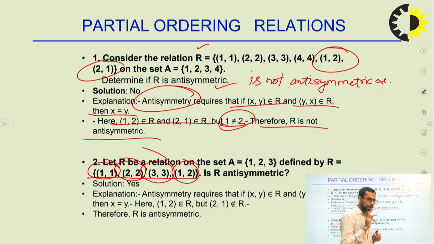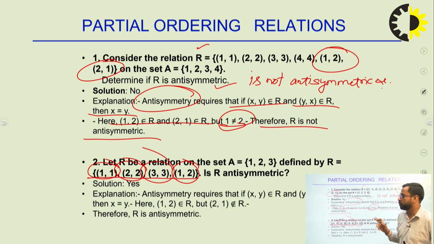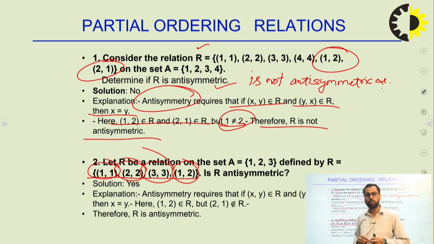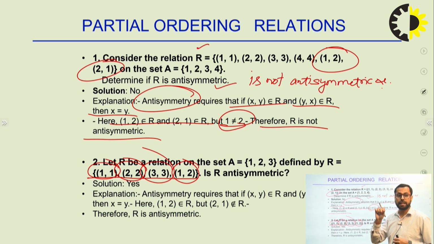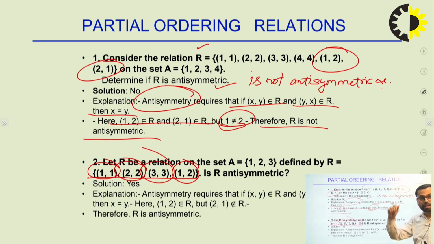So we identify two things. Firstly, if (a, b) belongs to R, then we check whether (b, a) is also present or not. If the reverse order is also present, then we check whether both elements are equal or not. If both elements are equal, then we can say that it is a poset, a partial order, that is antisymmetric. Otherwise, we can say that it is not antisymmetric.